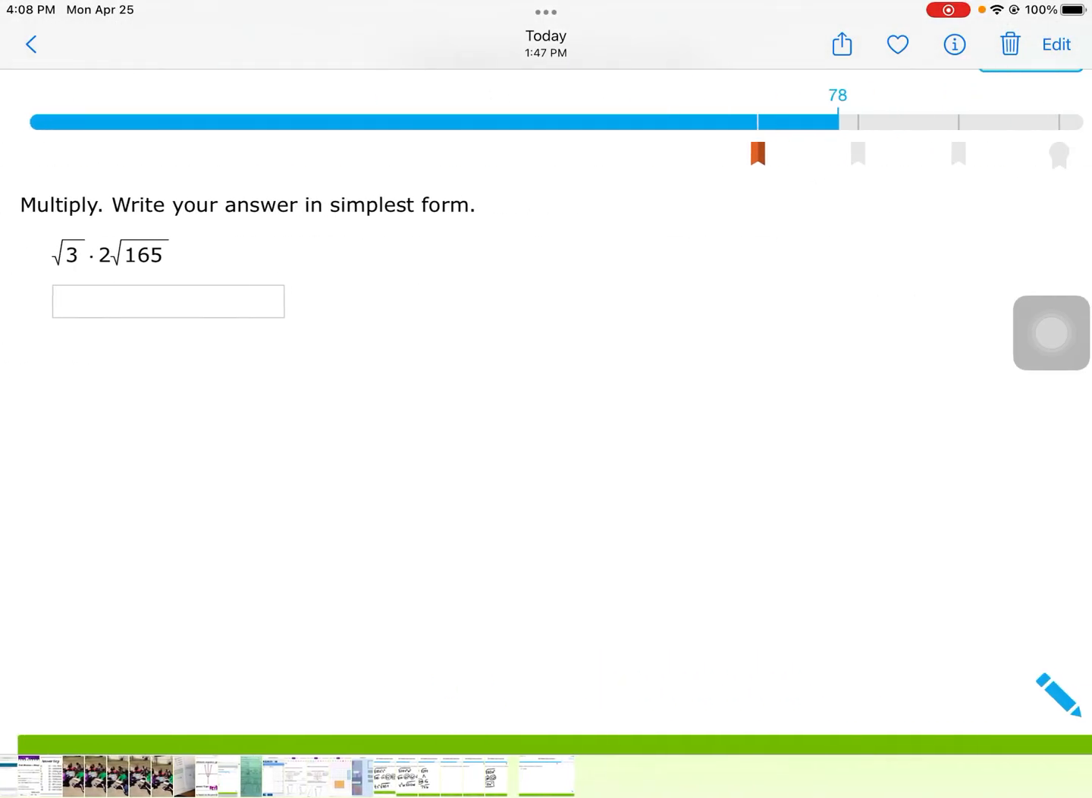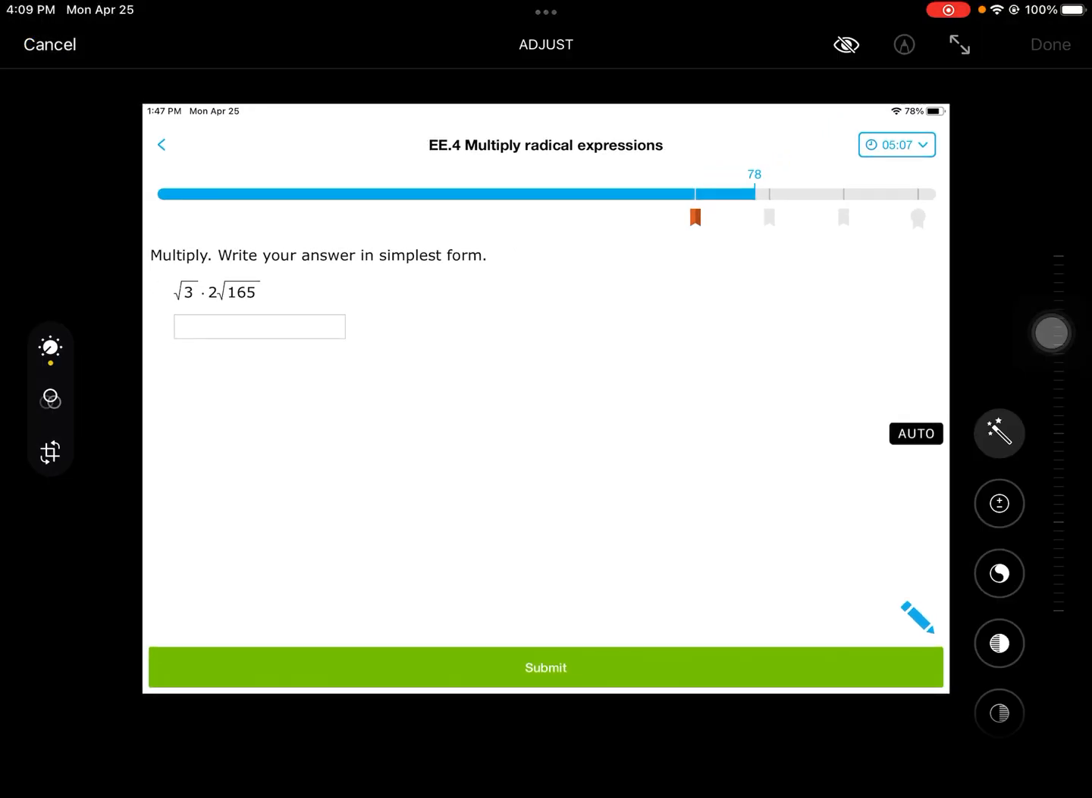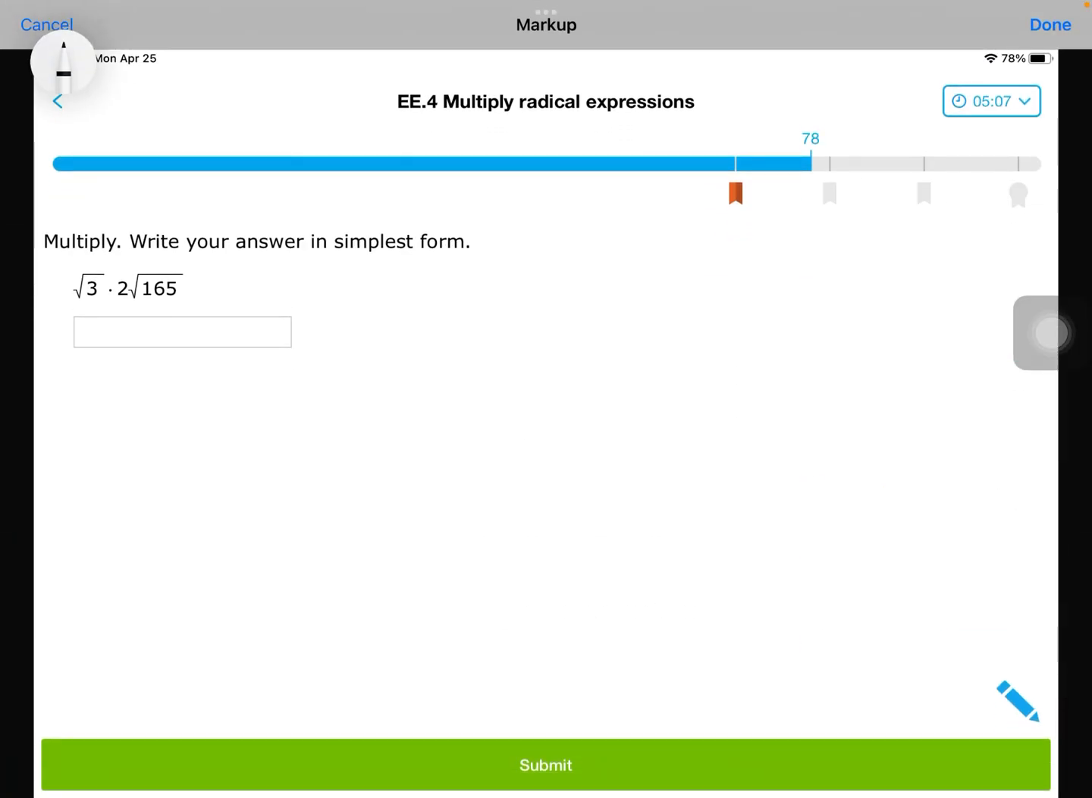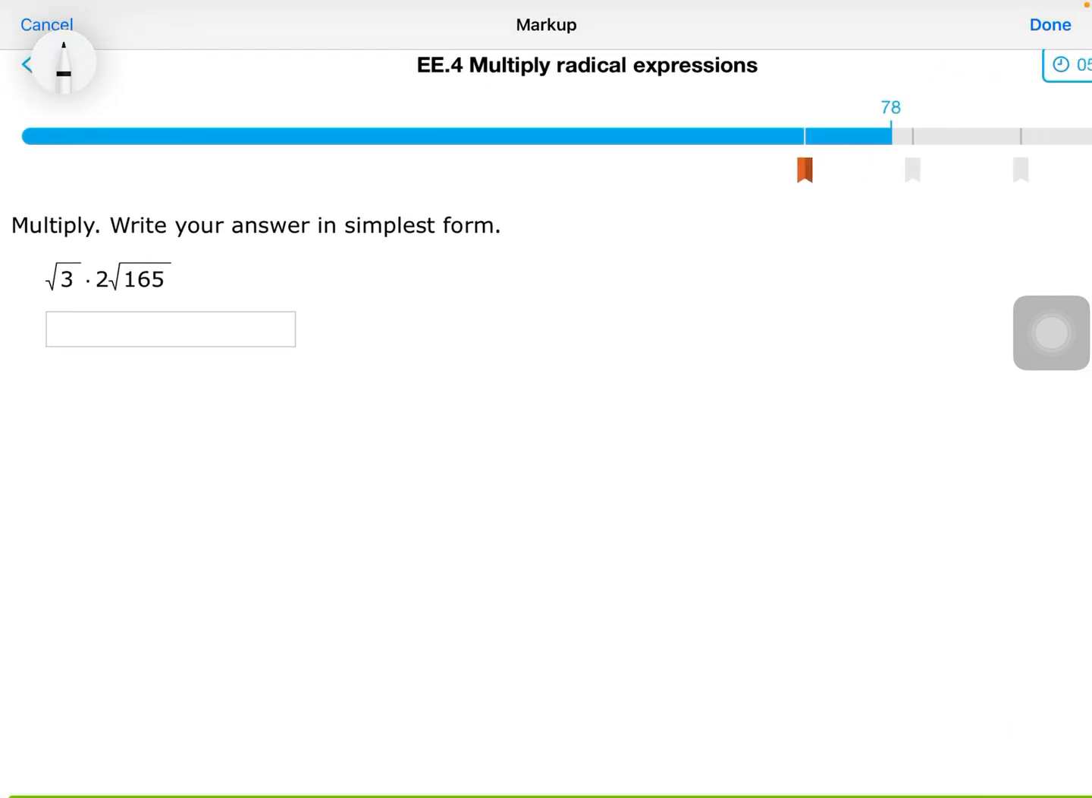I think I have one more. Yes, I do. Once again, these are all straight from HMX. Yours might be a little bit different, but they should be okay. So once again, you have a couple options. You can multiply the 3 and the 165 together, or you can do them separately. Whatever makes your heart happy. This one, I'll put them together. So the 2 stays out front, and 165 times 3 is 495.